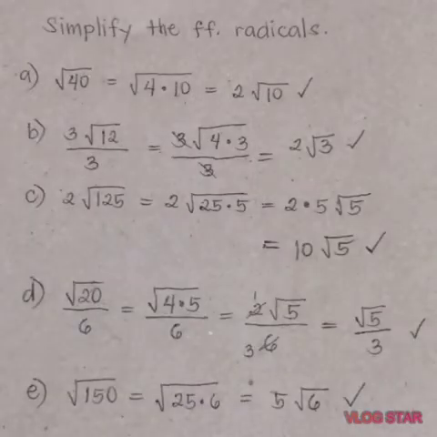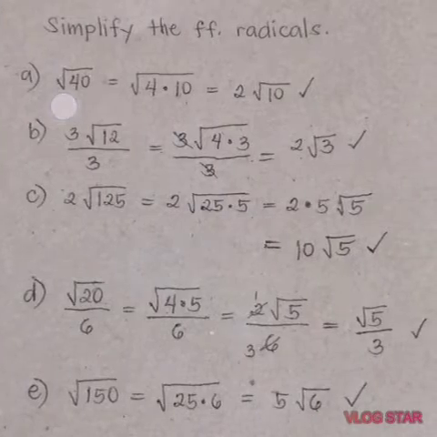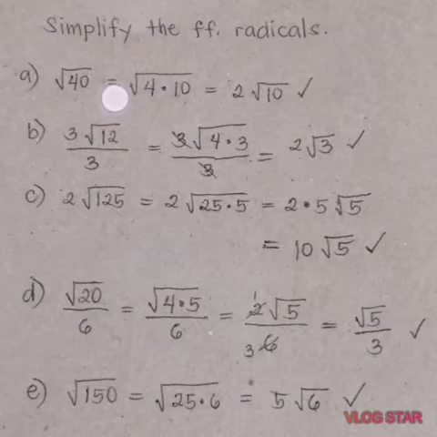Okay, to simplify radicals, which is needed in solving quadratic equations by completing the square, here are some examples. Letter A, we have the square root of 40. Now, you're going to think of factors of 40, of which one is a perfect square. Let's say you didn't think 4 and 10. You think 8 and 5.